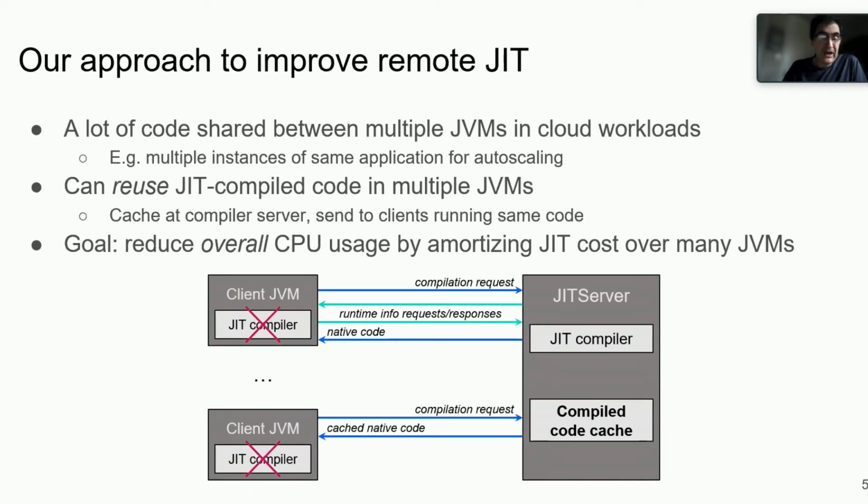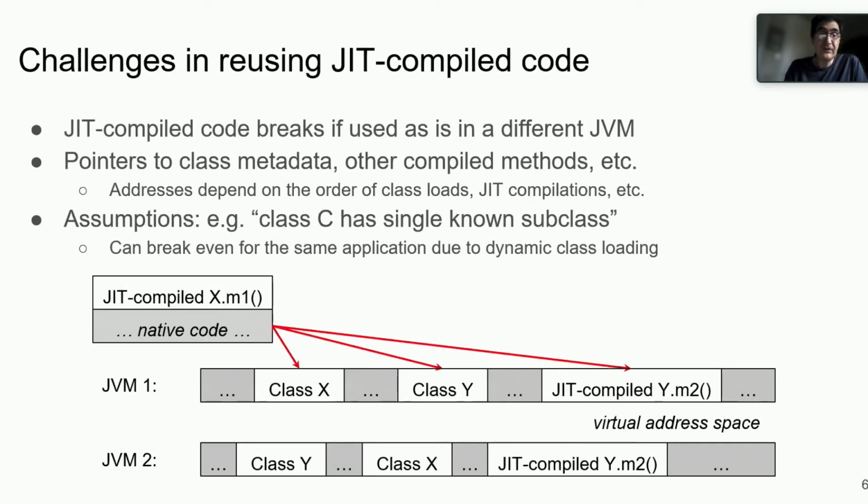So the idea behind improving remote JIT in the cloud stems from the observation that in the cloud, we see many instances of the same application due to horizontal pod auto-scaling. So why not cache the compilation artifacts produced by the remote JIT for a JVM and then reuse them for other JVMs that are running the same code? This would amortize the compilation costs over many JVMs and at the same time improve compilation latency because we skip the communication and all those back and forth message exchanges. Conceptually, this is a very simple idea, but the implementation is far from simple. So let's see some of the challenges.